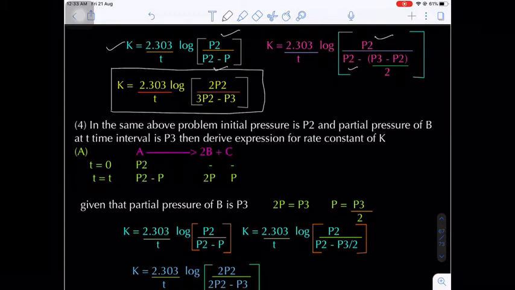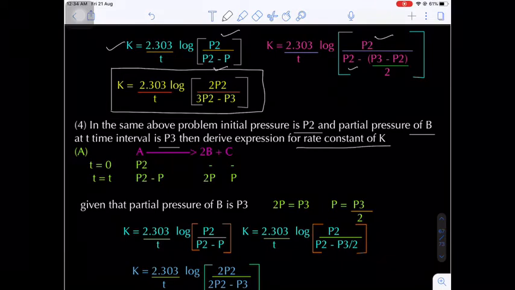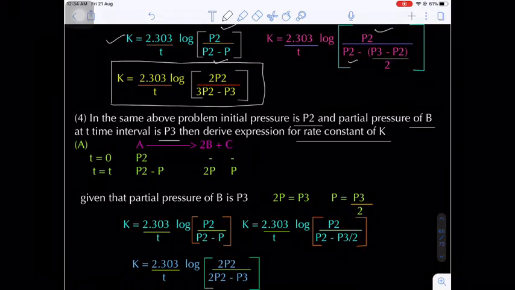In the same question, A gives 2B plus C, now I am changing it: the initial pressure is P2 as it is, and the partial pressure of B is given as P3. Now what is P3? The partial pressure of B alone. Remember, only the partial pressure of B is given. Then find the rate constant expression for the first order kinetics.